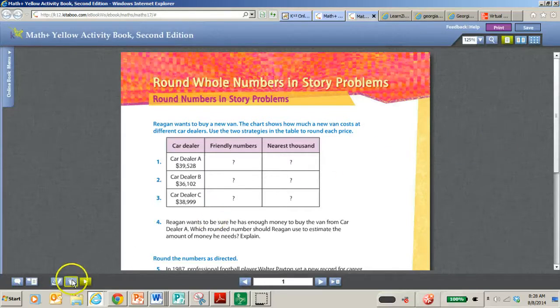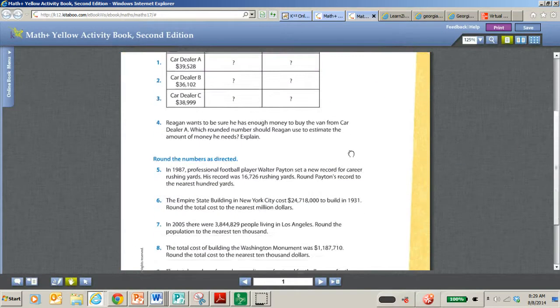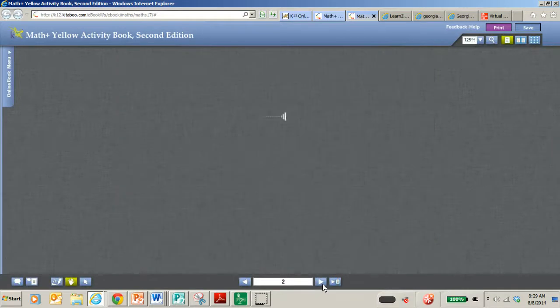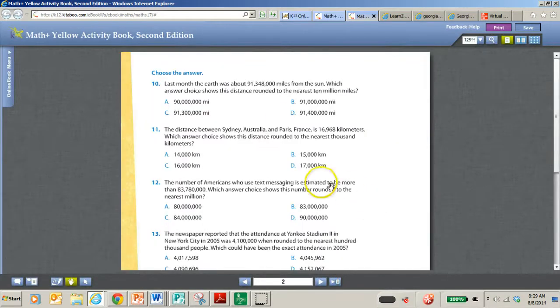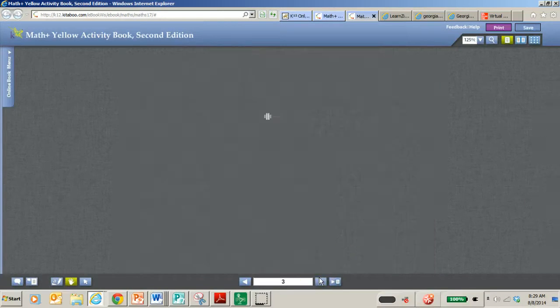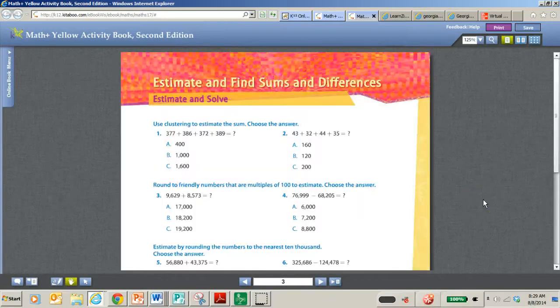We can use this hand tool right here and scroll through the document, and you can see it's going to continue to ask your student to round and to use friendly numbers. Now as we go on to page 2, you're still going to see a lot about rounding and estimating. And then when we get to the 3rd page, we begin finding sums and differences, which means we're going to add and subtract.